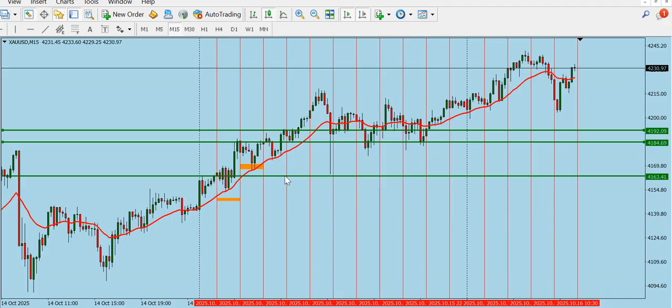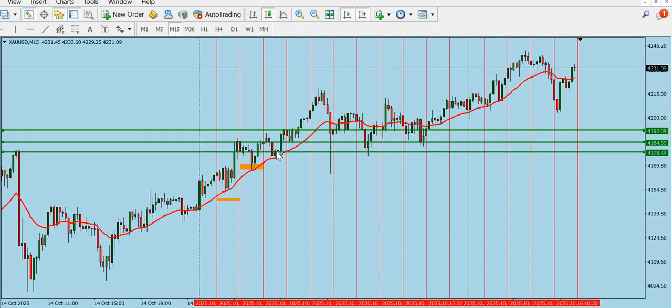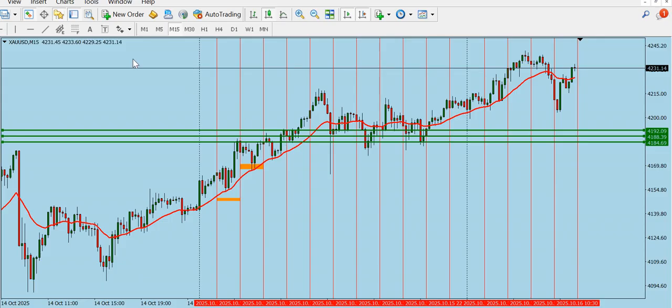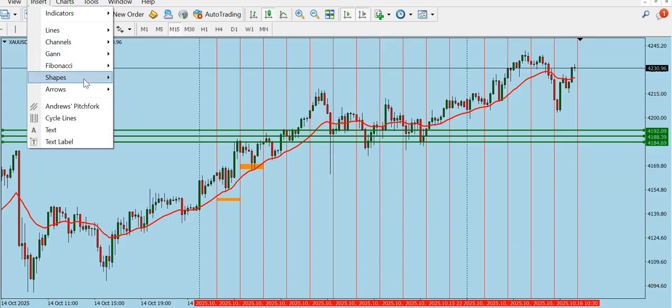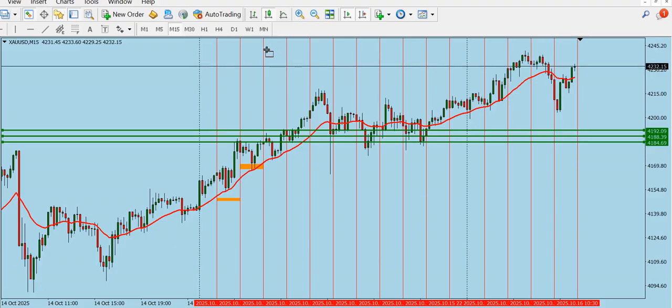I'll divide it into two, and I'll place the support shape on the second, lower half.